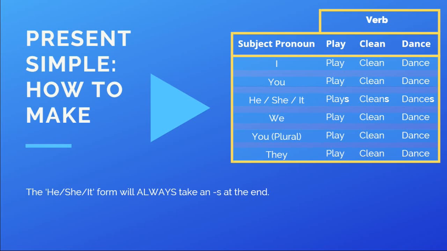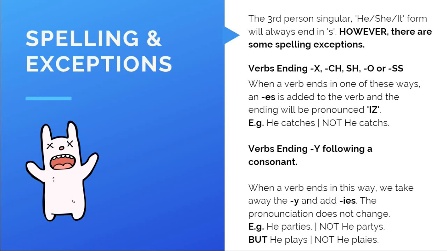So what are these exceptions? Well, again, like I said, the verb will always end in S when it follows he, she, or it. But there are 2 ways this might change. So, for verbs ending x, ch, sh, o, or ss, an es is added to the verb. Not just an s, but an es.